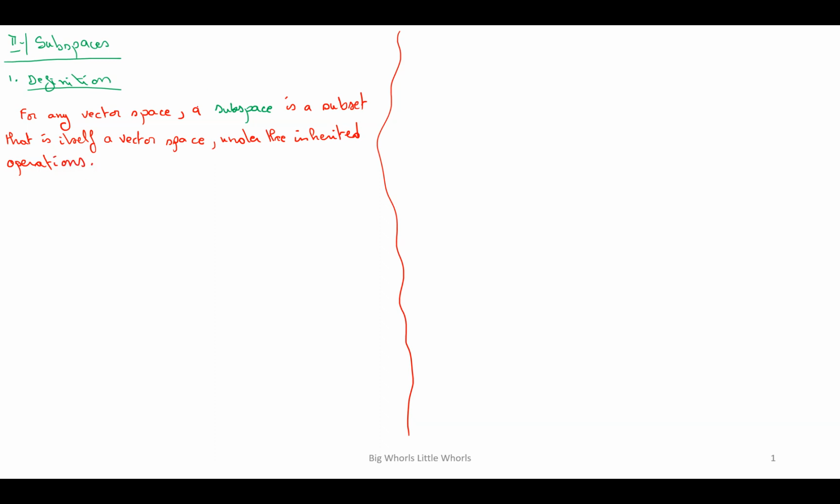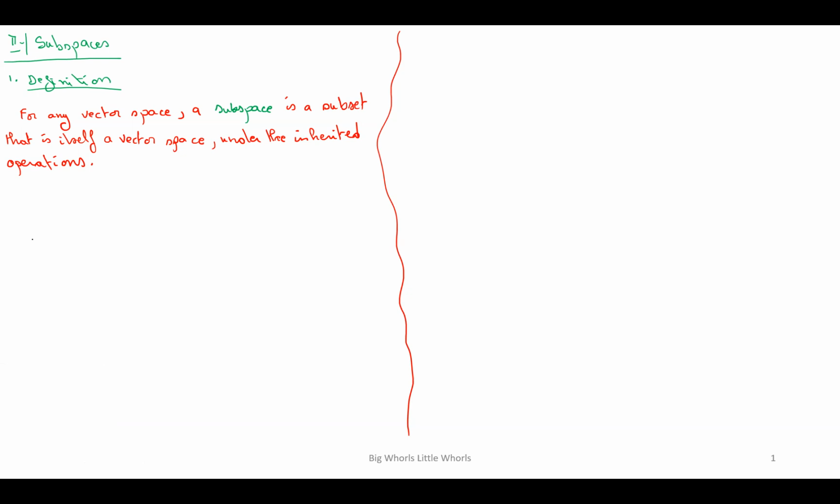Okay, so in part 1 we have seen what a vector space is, and in this part we are going to talk about a subspace. So when you have a vector space and there is a subset in that vector space, and that subset itself is a vector space under the inherited operations, then that subset is called a subspace. I think the word itself explains it: a sub of a space, a subset of a vector space which is itself a vector space.